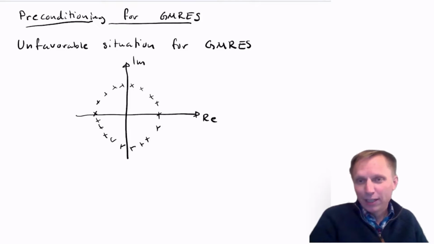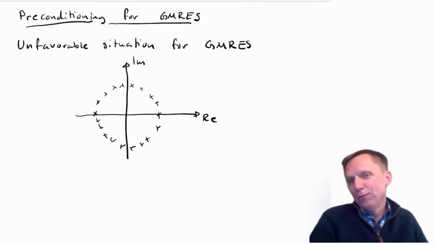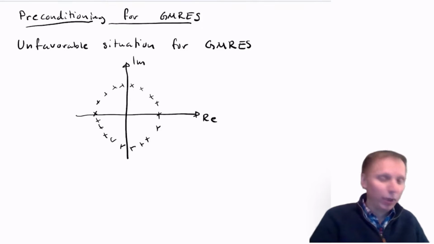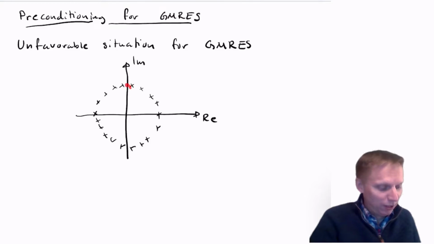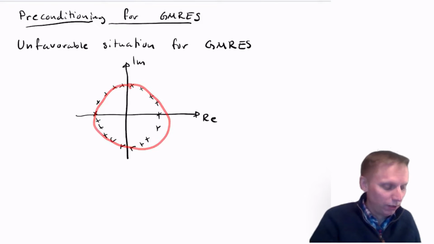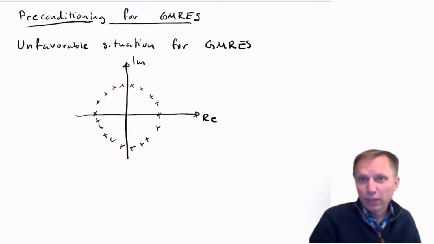In real-world applications, your eigenvalues can be distributed in a very unfavorable way. For example, they can be distributed like this, in a circle, and so GMRES will converge very slowly for this case. And you can even have examples where GMRES doesn't converge in a practical sense at all.